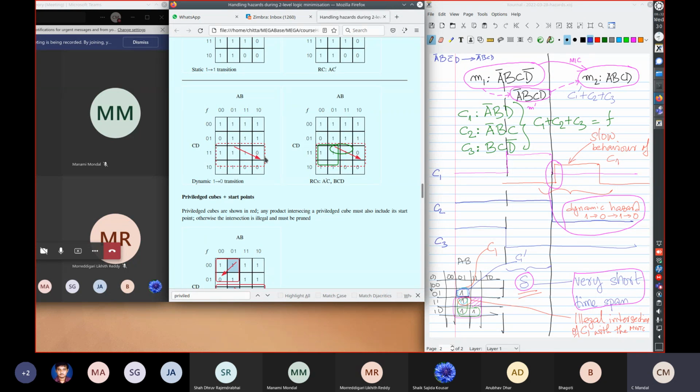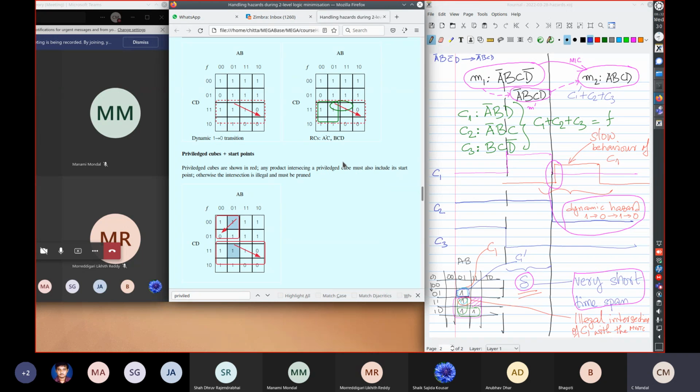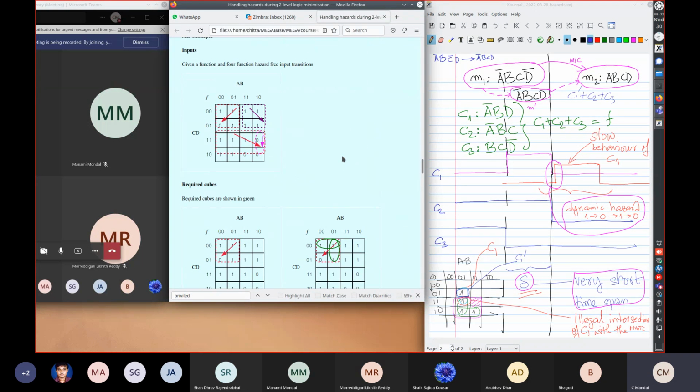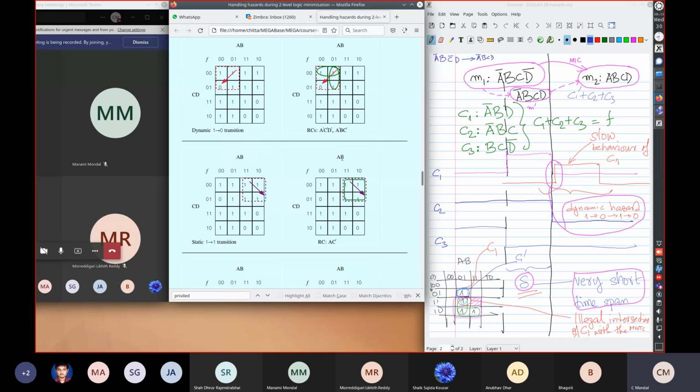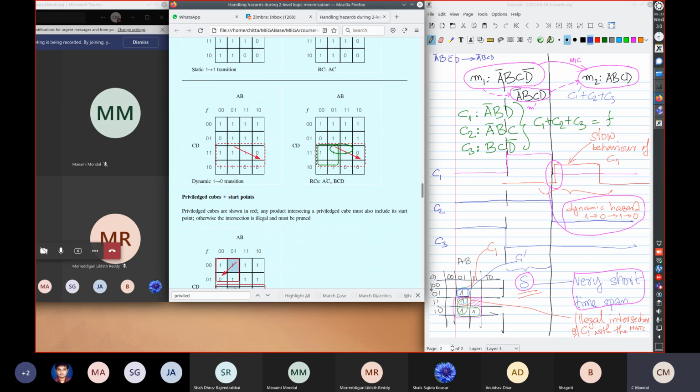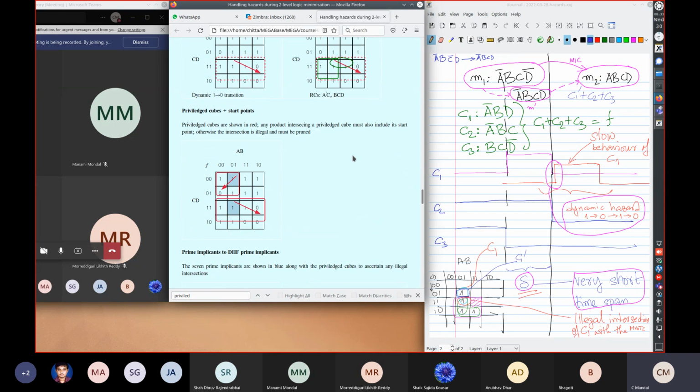I think there might be a little mistake here. I think it should be just still here. Anyway, so these are the required cubes here, okay? We'll see. I think there might be some flaws. So these are the required cubes.